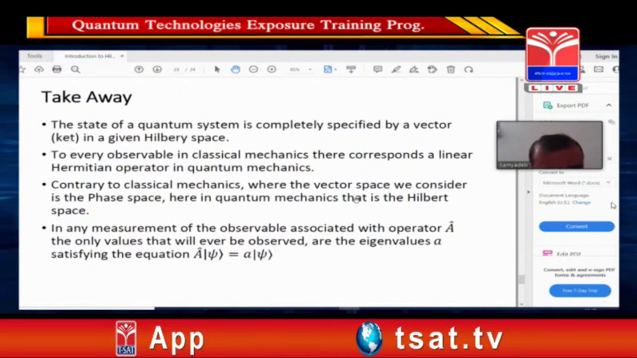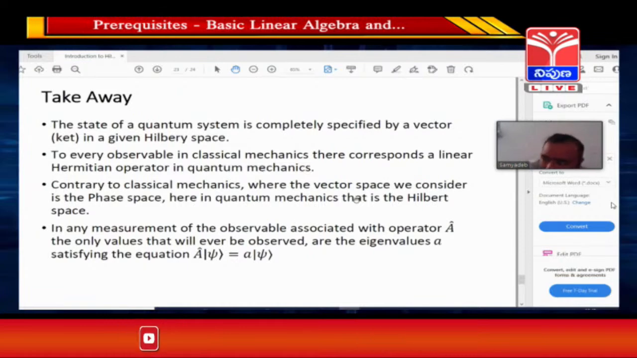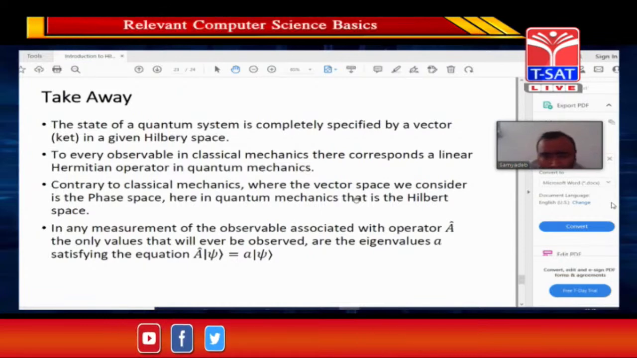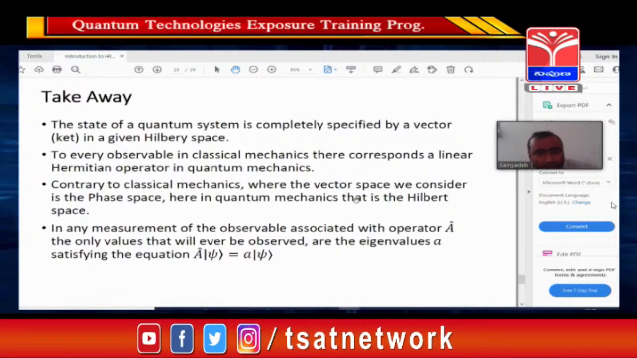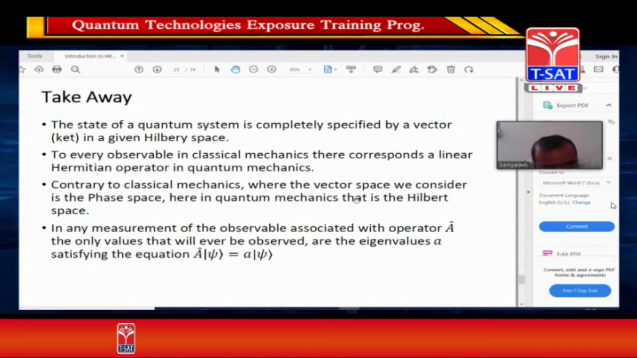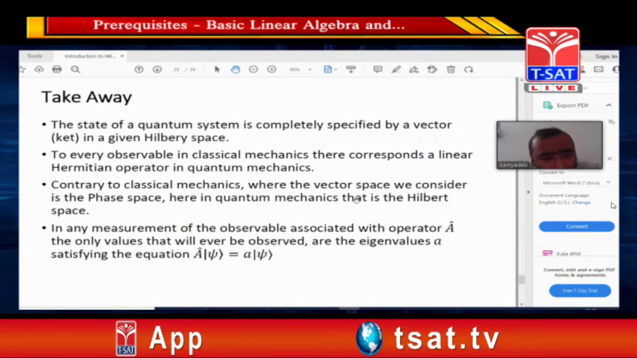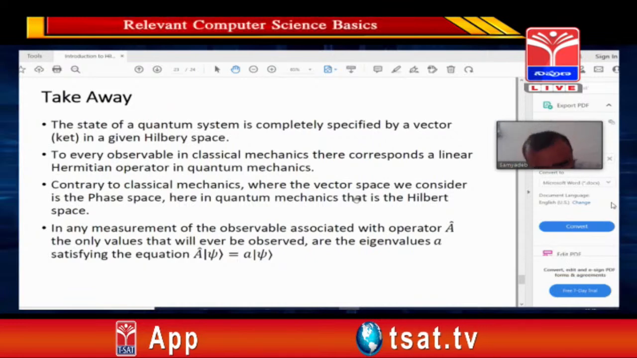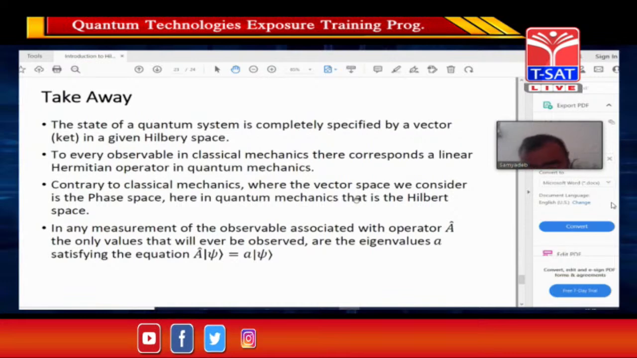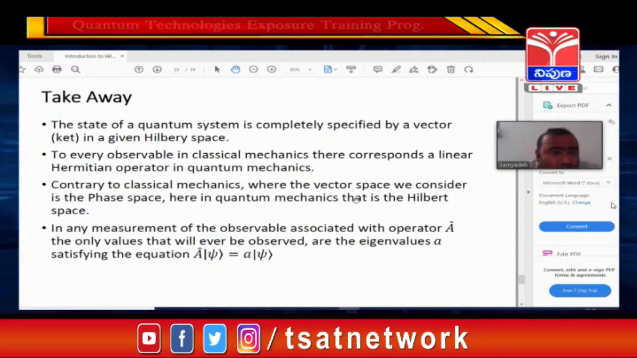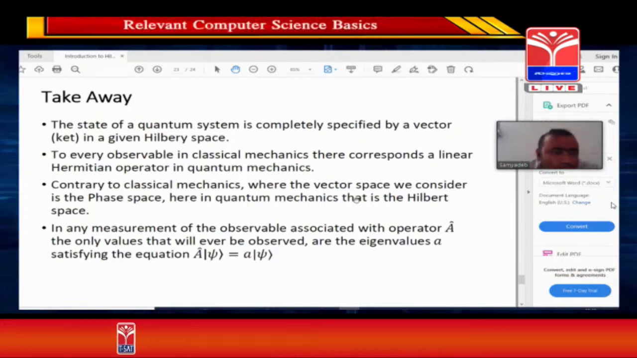To every observable in classical mechanics, like position, momentum, and all that, which can be calculated in a classical way, here in quantum mechanics all those observables correspond to a linear Hermitian operator. So that is also another postulate of quantum mechanics: observables are represented by linear Hermitian operators acting over the Hilbert space.